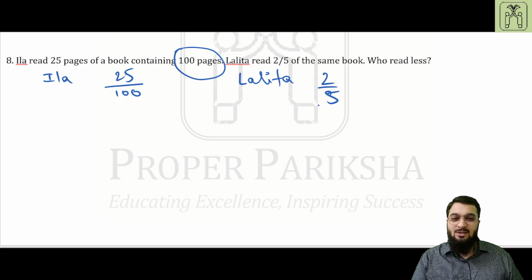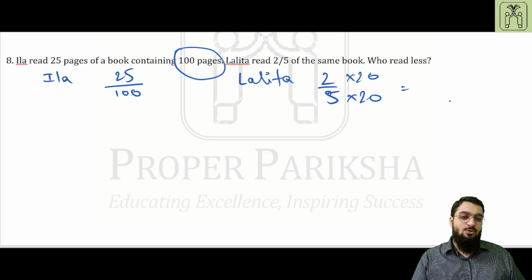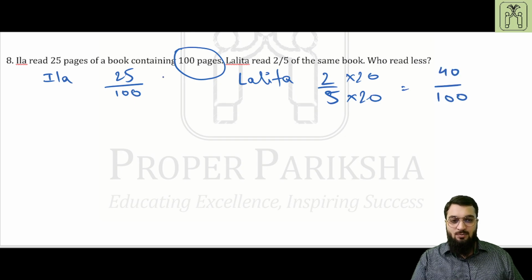2 upon 5 है ना, 5 को 100 बनाने का. कैसे बनेगा? 20 into 20 and this will be into 20. So 5 into 20 will become 100 and 2 into 20 will become 40. 40 upon 100. So obviously when denominators are same, you just need to compare the numerators. Greater the numerator, greater the fraction. Therefore, Lalita has read more than Ela. So who read less? The answer will be Ela.